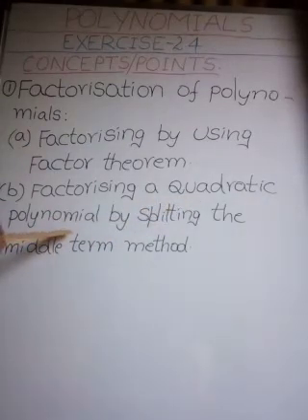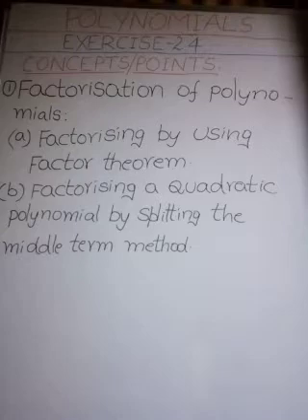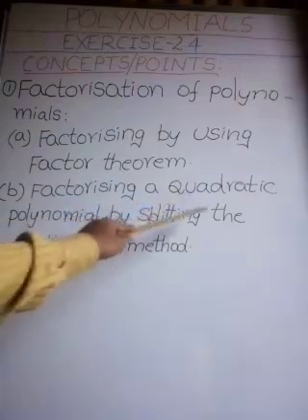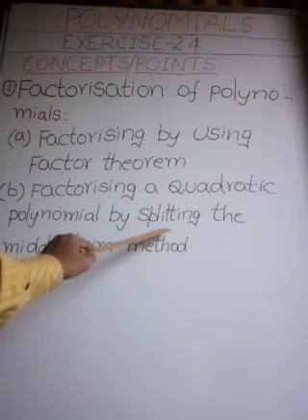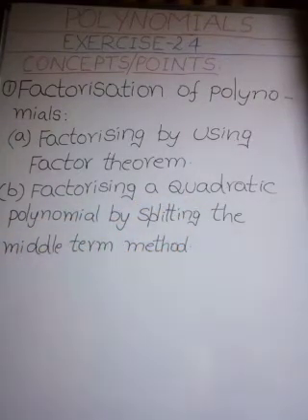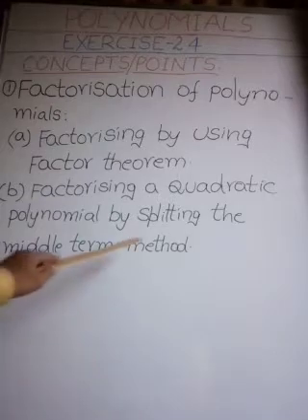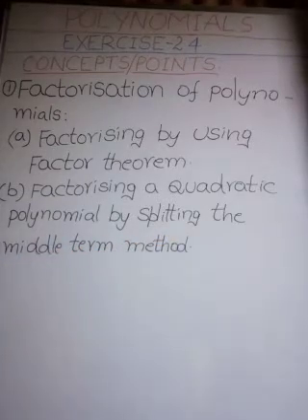This is a special case. If a quadratic polynomial is given, what is meant by quadratic polynomial? The degree of a polynomial is 2. In that case, factorizing a quadratic polynomial by splitting the middle term method. We use this splitting the middle term method to factorize a quadratic polynomial. Okay, my dear children, are you ready to learn these points well?